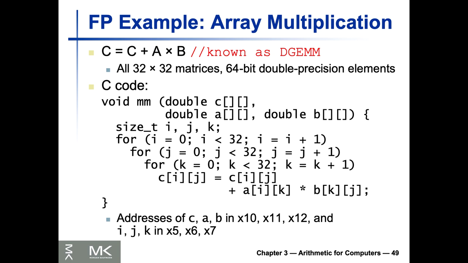GEMM stands for General Matrix Multiply. We are actually multiplying A and B, right? And that C is sort of an offset or bias we add to that. Does anyone know what the main application of this kernel in computer science is? Have you seen a GEMM kernel?